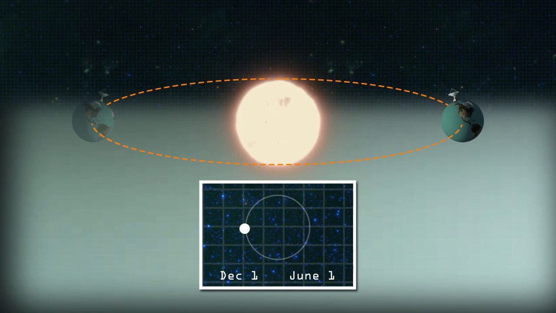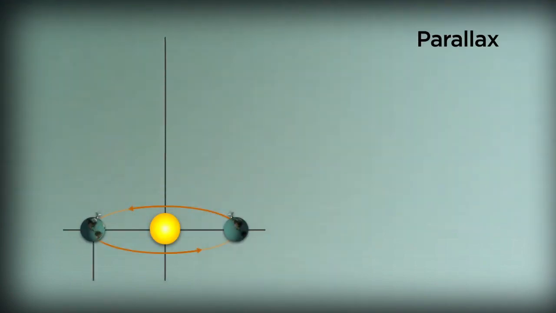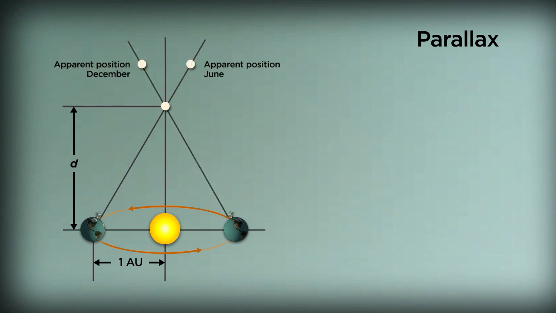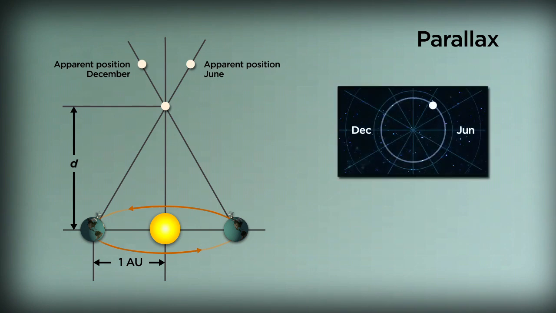Let's do the math. Here's the Earth going around the Sun in a nearly circular orbit with a radius of 1 AU. Out here is a star at distance d. We need to point our telescope in a certain direction to see the star. But 6 months later, we need to point in a slightly different direction. In fact, as the year progresses, the star will seem to move in a little circle on the celestial sphere with an angular radius of alpha.